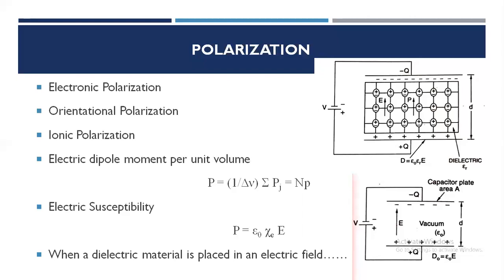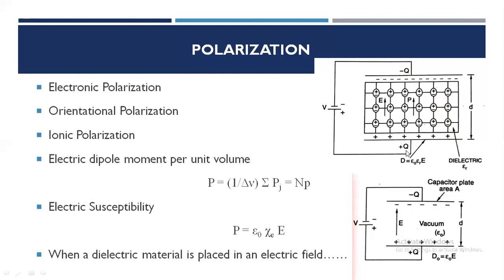When a dielectric material is placed in an electric field, the induced dipoles produce a secondary electric field such that the resultant field, that is the sum of the originally applied field and the secondary field, and the polarization vector satisfy the above equation, that is P equals epsilon 0 into chi E into capital E.